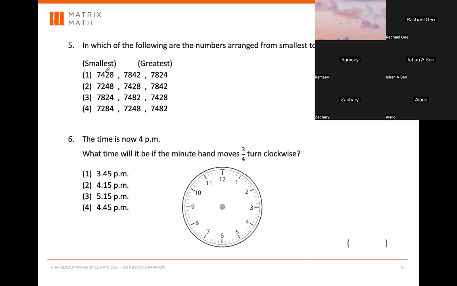So number 2, you see? Yeah, there's more students coming in already.